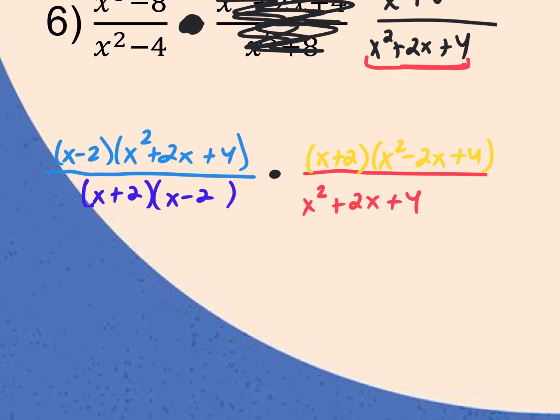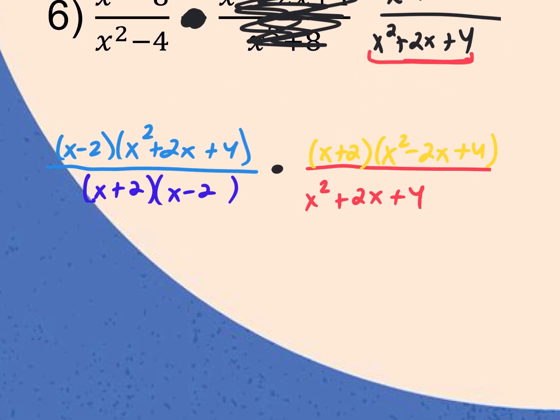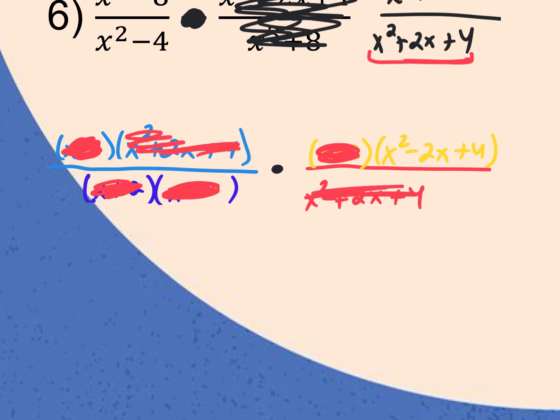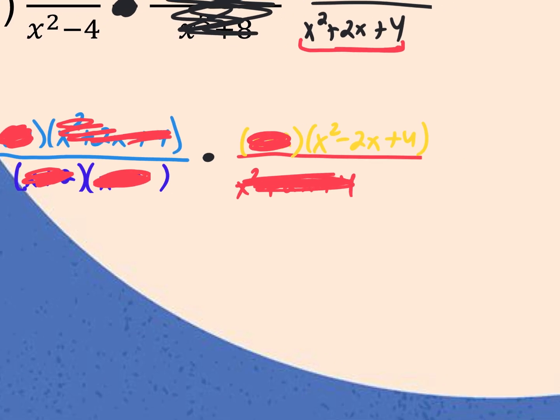So now we just look and we're careful. Anything that is exactly the same on the top and bottom. I see an x minus 2, good, and an x minus 2. Remember, 1-to-1 ratio, 1 on top, 1 on bottom. What else? I see an x plus 2 on the bottom and on the top, good. Yes, x squared plus 2x plus 4 up here is the same as x squared plus 2x plus 4. So what are you left with?